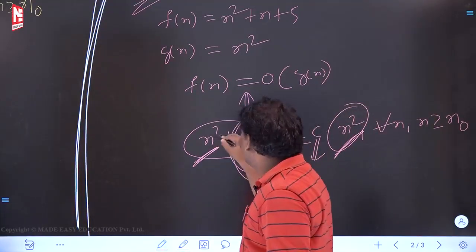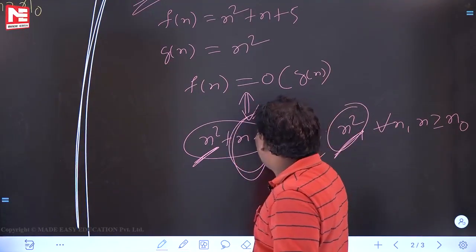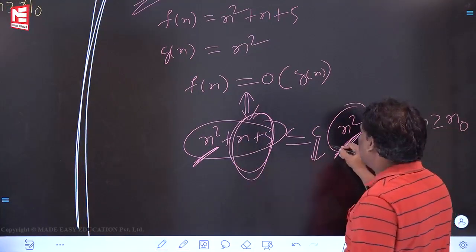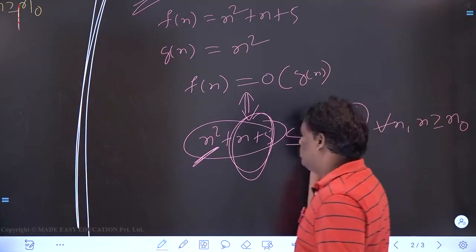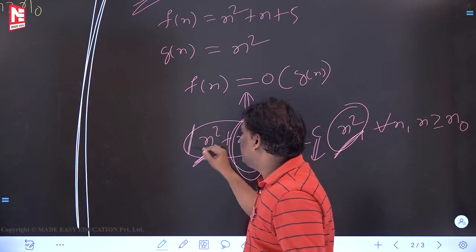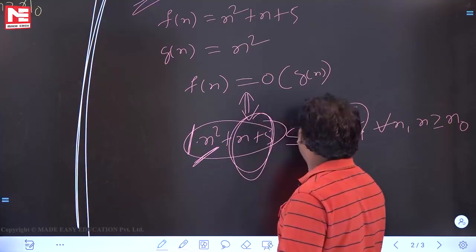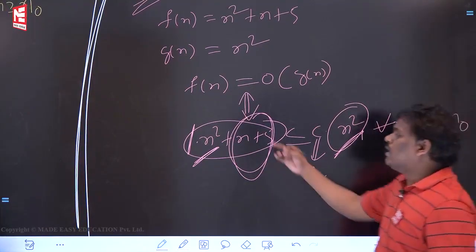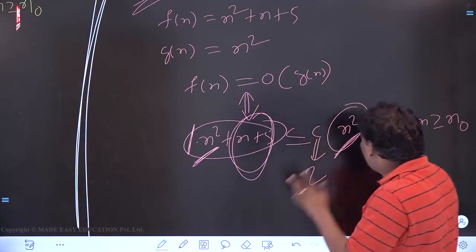If you observe clearly, the bigger ones are on both sides: n square plus something here, only n square there. So only the smaller things are different. It is saying that the smaller things I will take care of. How? If you want, you can check. So it is 1 into n square, nothing else there. Here, 2 into n square. Only the bigger one is important. Here 1 into n square, and it is 2 into n square.